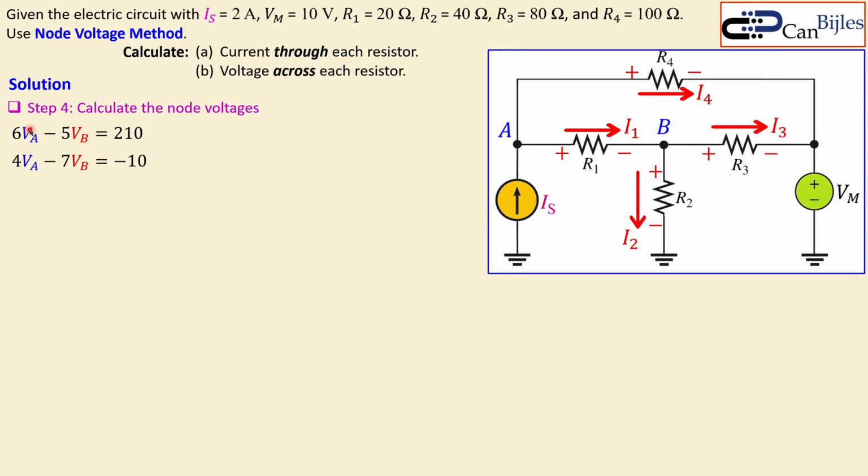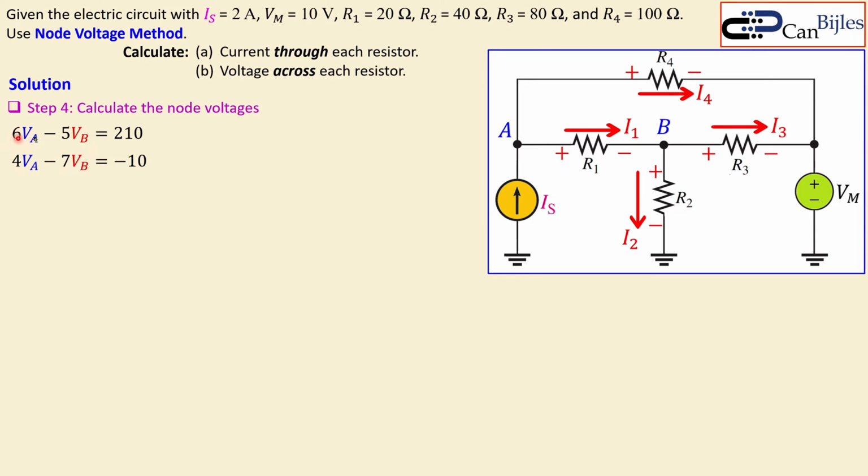We can say, okay, let's make the coefficients equal for VA, or for VB, and then add them up or subtract from each other and then eliminate one of the unknowns. That's always, let's say, the steps we use for two equations and two unknowns. So I can now select VA or VB to eliminate. I will take VA. I will multiply this by 4 and this by 6. You can also do this times 2 and this times 3. That's also fine, just a choice.